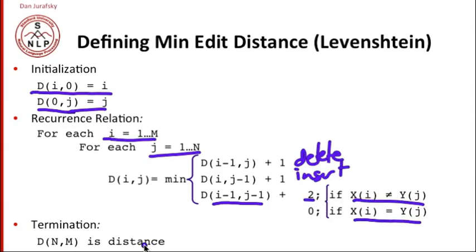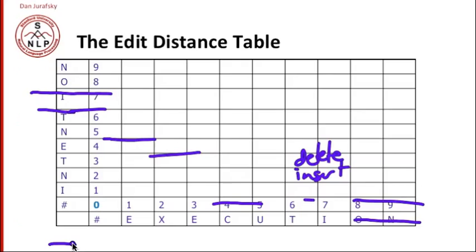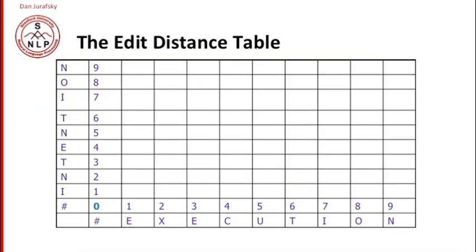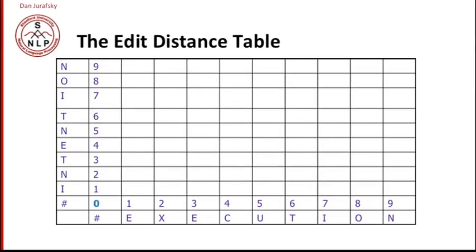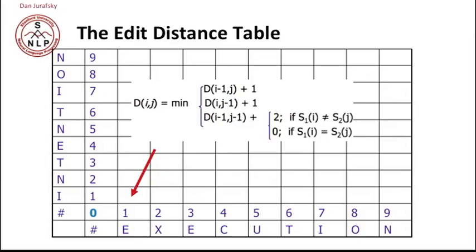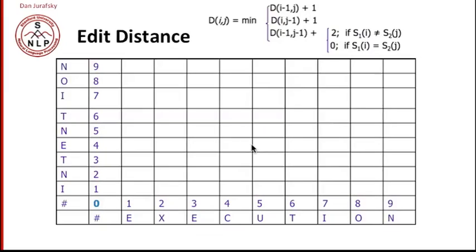And then at the end, the distance between the two strings is simply D(n,m), the upper right corner of the matrix. So here's our table, and we can fill in each element of the table using this equation that tells us the deletion cost, the insertion cost, and the substitution cost. So let's do that. I put the equation up here in the corner.